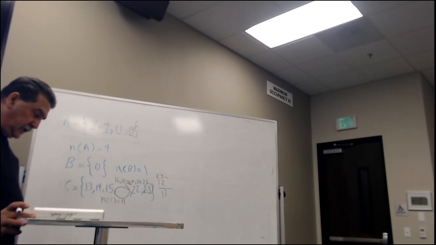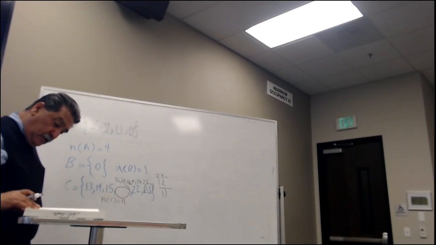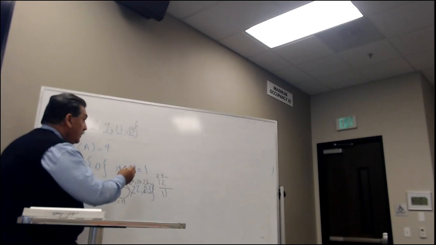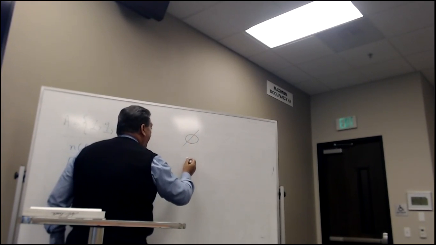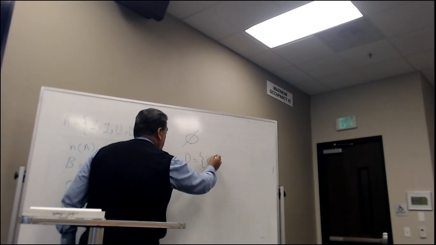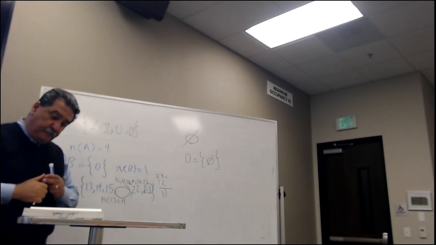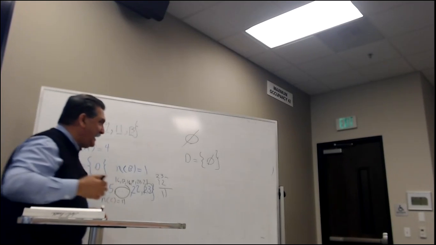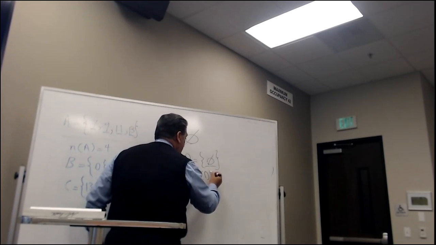Let's look at number D. This sign is a sign of empty. So it's an empty set. Exactly. So what is its cardinal number? Zero. Empty, there is no member in it. So the cardinal number of D is zero.